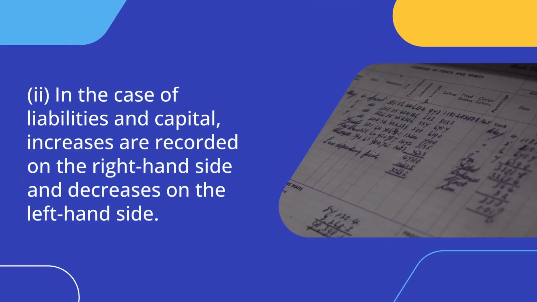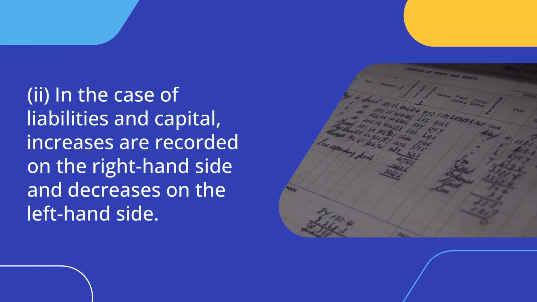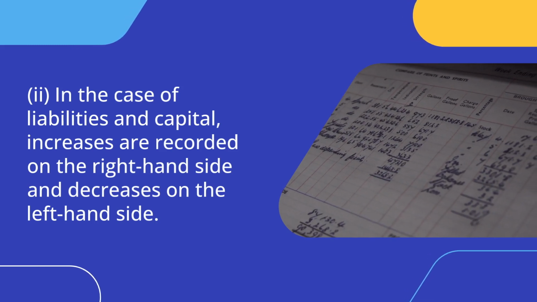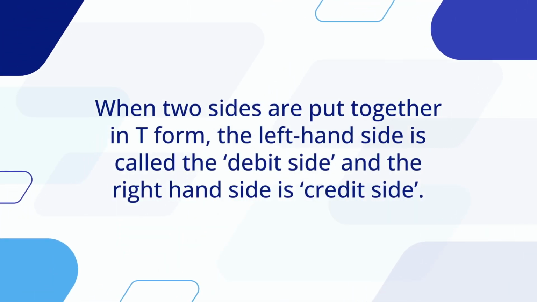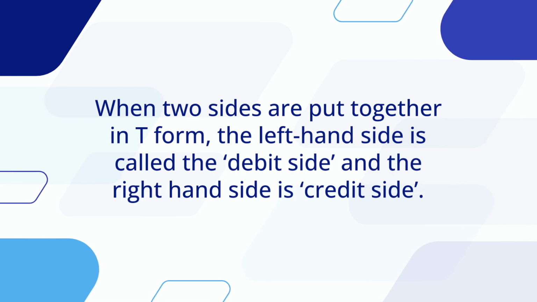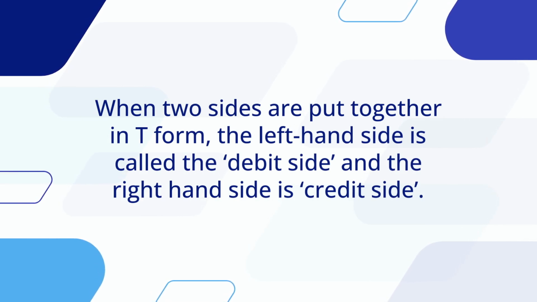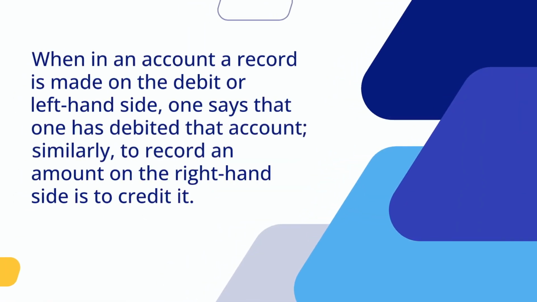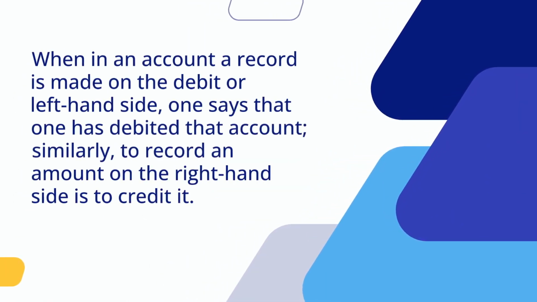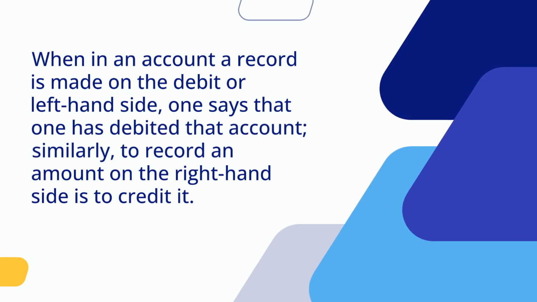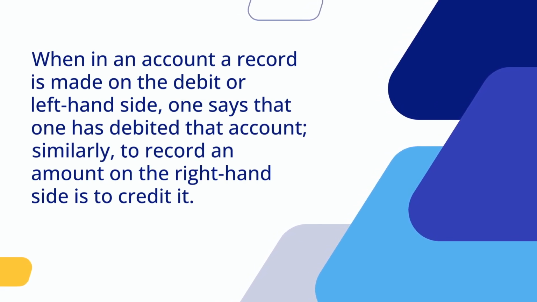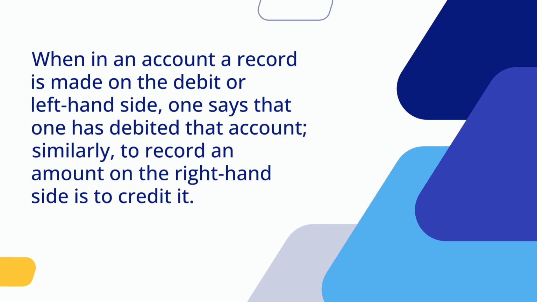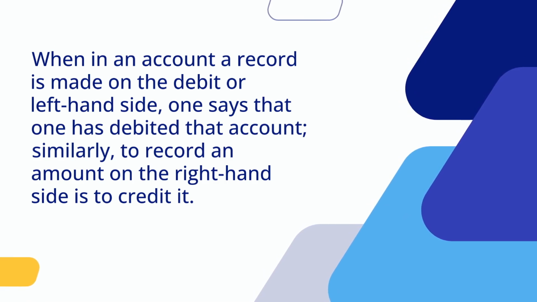And in case of liabilities, increases are recorded on the right-hand side and decreases on the left-hand side. When the two sides are put together in T form, the left-hand side is called the debit side and the right-hand side is called the credit side. When a record is made on the debit or left-hand side of an account, one says that one has debited that account. Similarly, to record an amount on the right-hand side is to credit it.